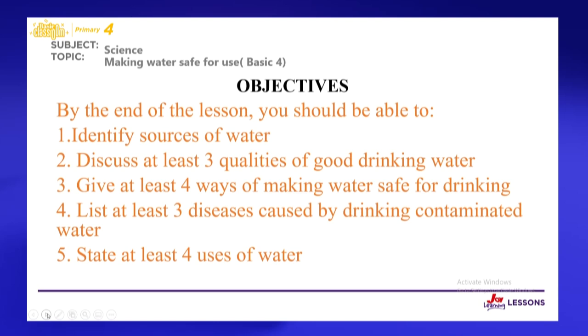By the end of the lesson, you should be able to identify sources of water, where we get water from. To discuss at least three qualities of good drinking water. Good drinking water, how does it look like? Number three, give at least four ways of making water safe for drinking. How do we make water safe for drinking? And four, list at least three diseases caused by drinking contaminated water. So, when you drink contaminated water, what happens to you?